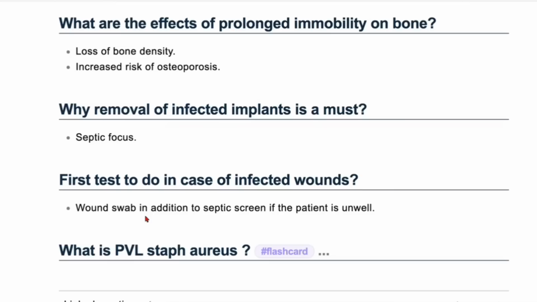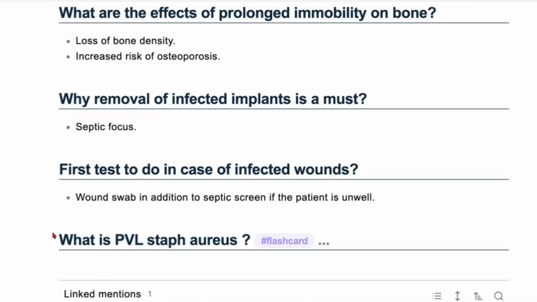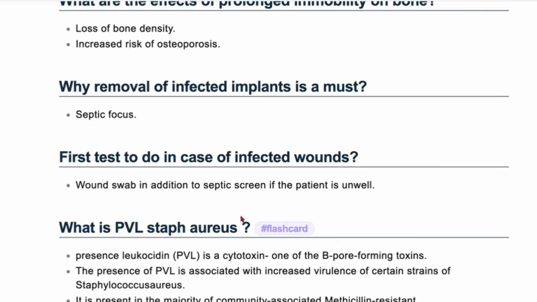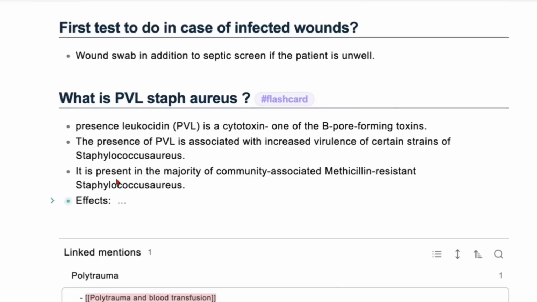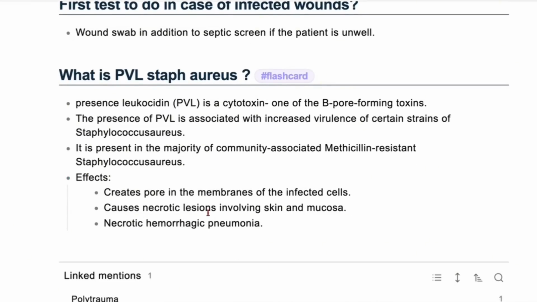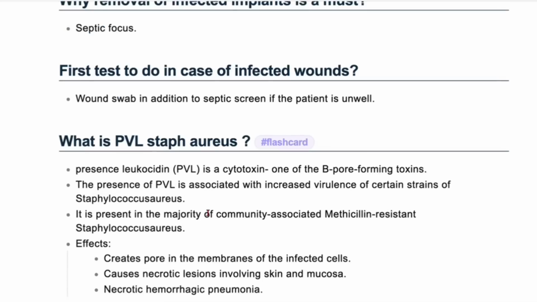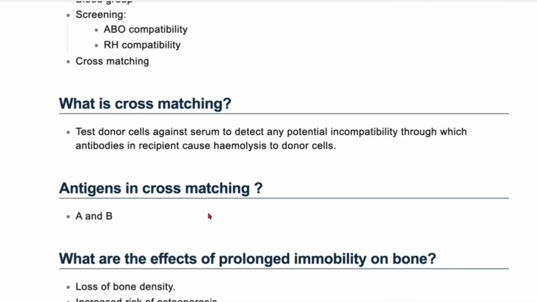And what is PVL Staph aureus? PVL Staph aureus stands for Panton Valentine leukocidin. It is a specific type of Staph aureus that secretes an exotoxin, which typically puts pores in the membrane of the cells that it wants to infect, and it is associated with a very virulent strain of MRSA. Very good. It's a leukocidin, or the PVL. Very high virulence type of Staph aureus, and the way it does this, it creates some pores in the membranes of the infected cells, and this will cause necrosis, and it can lead to necrotic hemorrhagic pneumonia as well.